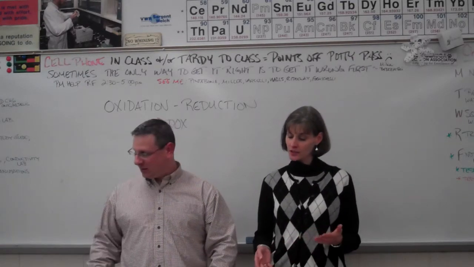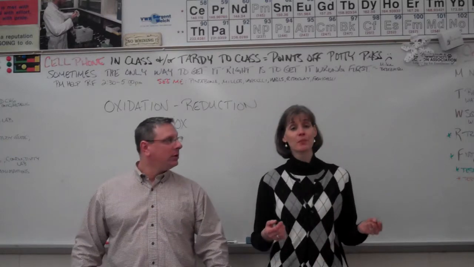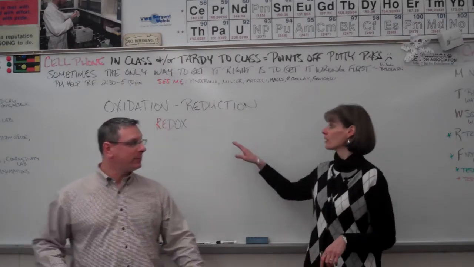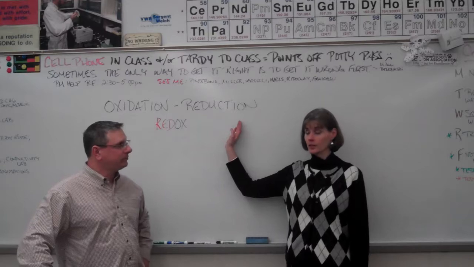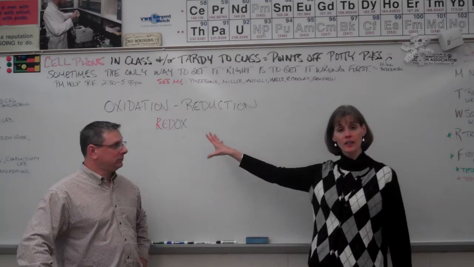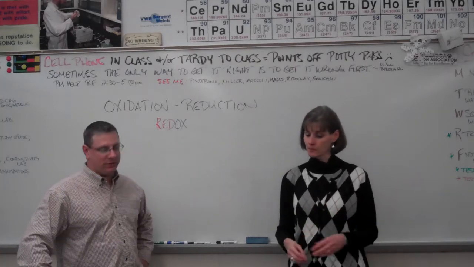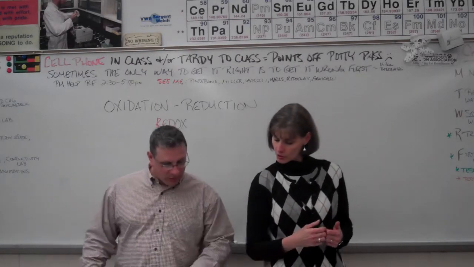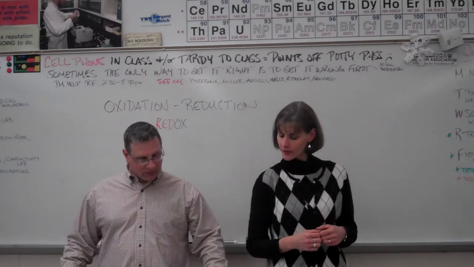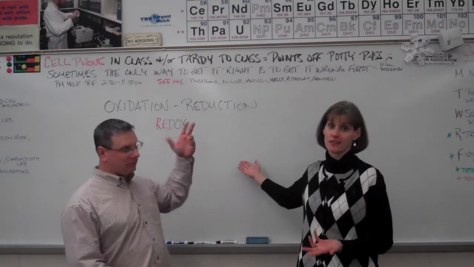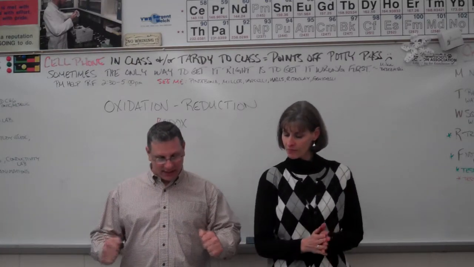Oxidation reduction reactions happen simultaneously. Remember, you can never have one of these without the other because something's going to happen with the electrons. They're going to go from one place to another, so you've got to have them happening together. Let's go on to number 2. The shortened name for oxidation reduction reactions is redox. They are tied together.